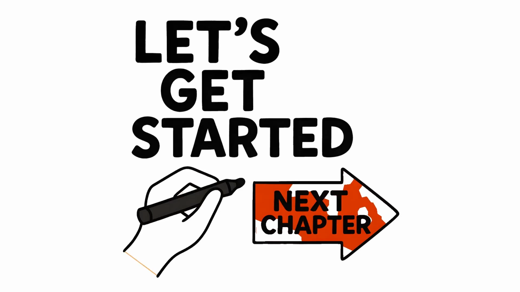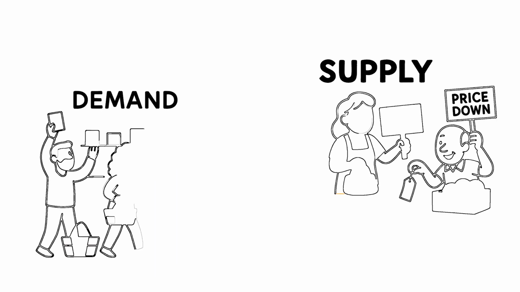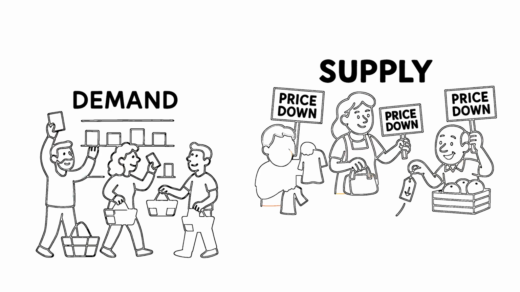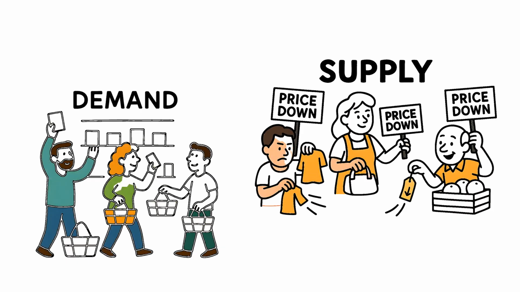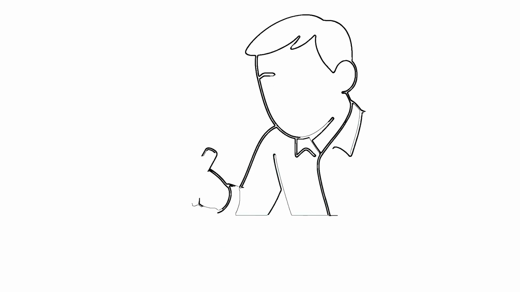Chapter 1. What is supply and demand? First things first. Supply is where sellers overpower buyers. Demand is where buyers overpower sellers. If you only remember one thing from this section, remember that.